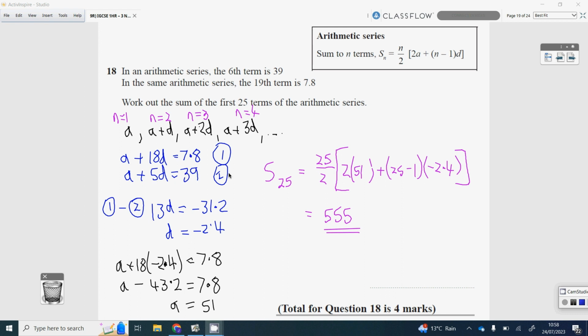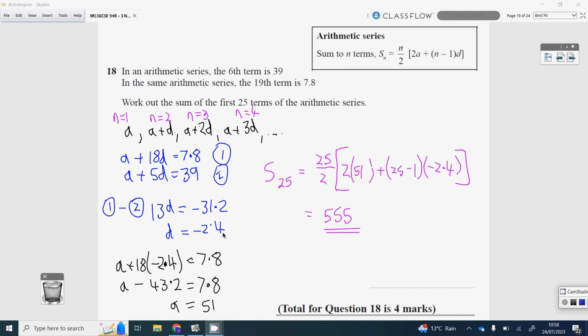So I've now got a simultaneous equation, two equations, two unknowns. So if I do 1 take away 2, A take away A is nothing, 18D take away 5D is 13D, 7.8 take away 39 is minus 31.2. Divide both sides by 13, I get D being minus 2.4.